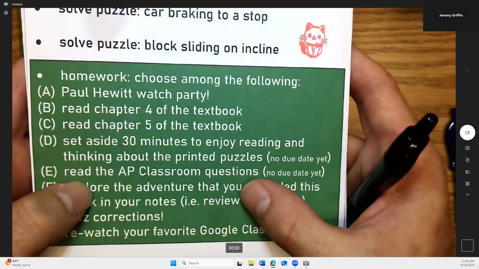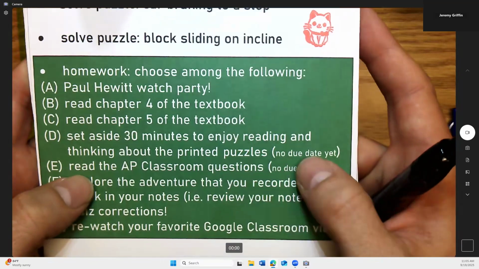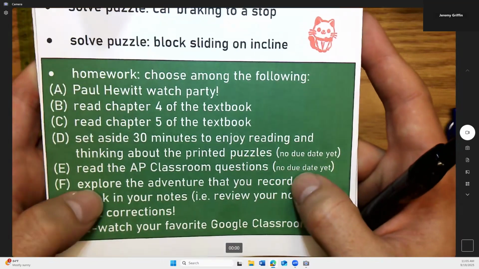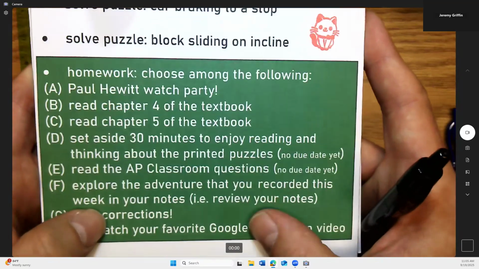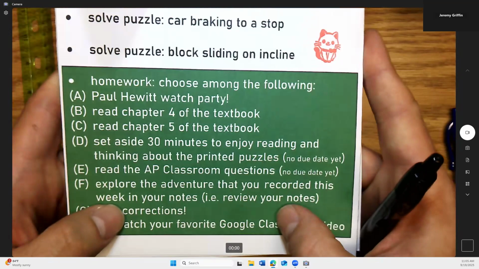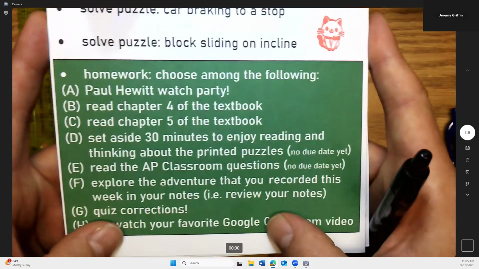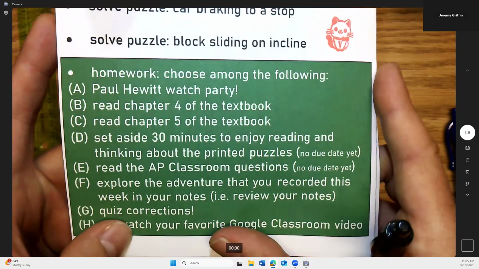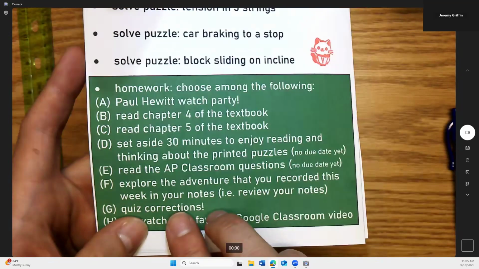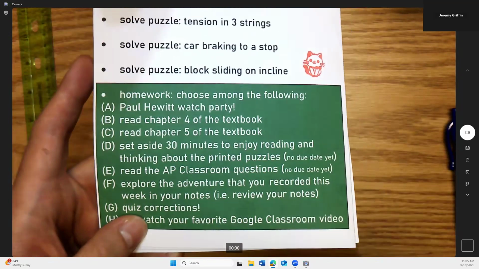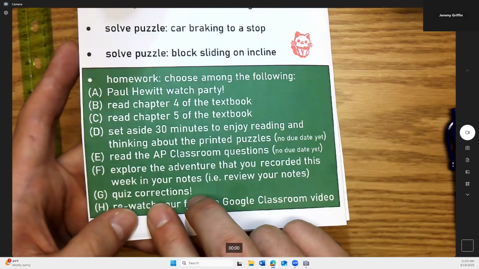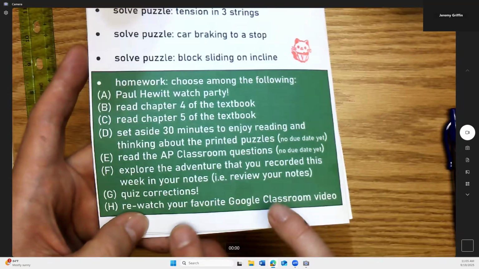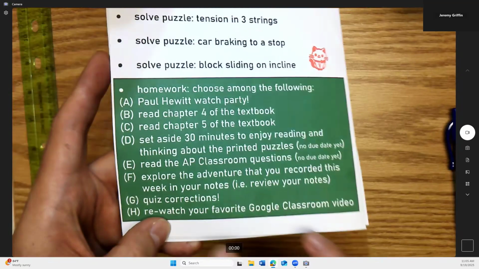You could read the AP Classroom questions for AP. By the way, I don't have due dates for either of these yet, but probably a couple of weeks or so. Explore the adventure that you recorded this week in your notes. I review your notes. I bet you guys have a bunch of free body diagrams, a bunch of scenarios. We'll do some today. Quiz corrections. You guys picked up your quizzes. So on a separate page of paper, you can write out how to get the solution to any one that you missed. If you staple that to your quiz and turn it back into me, then I'll give you partial credit back. You could rewatch your favorite Google Classroom video that I'm recording one right now.